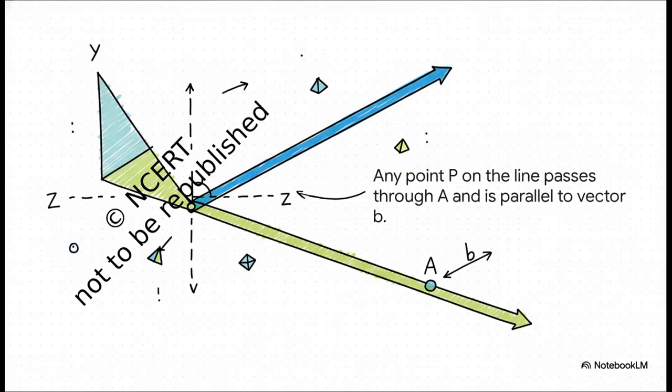This diagram makes it so clear. Look here. We start at the origin and go to point A. That's our vector A. It puts us on the line. Now our line has a direction, right?